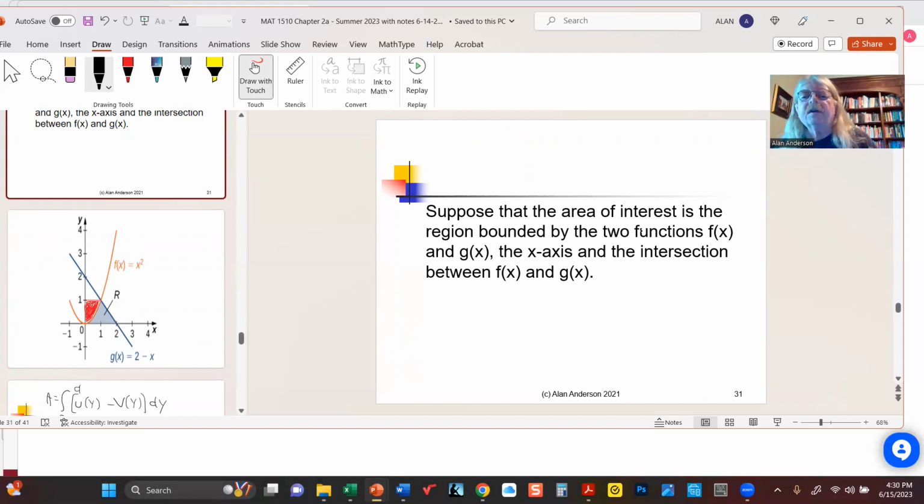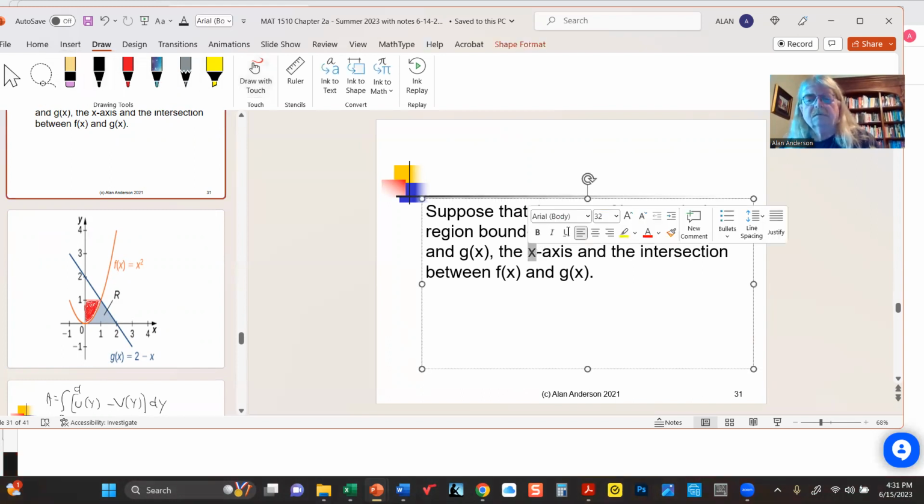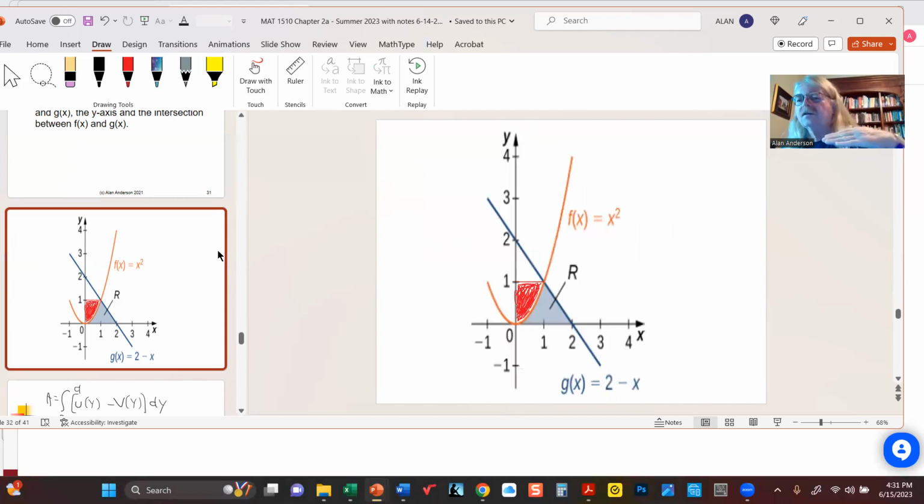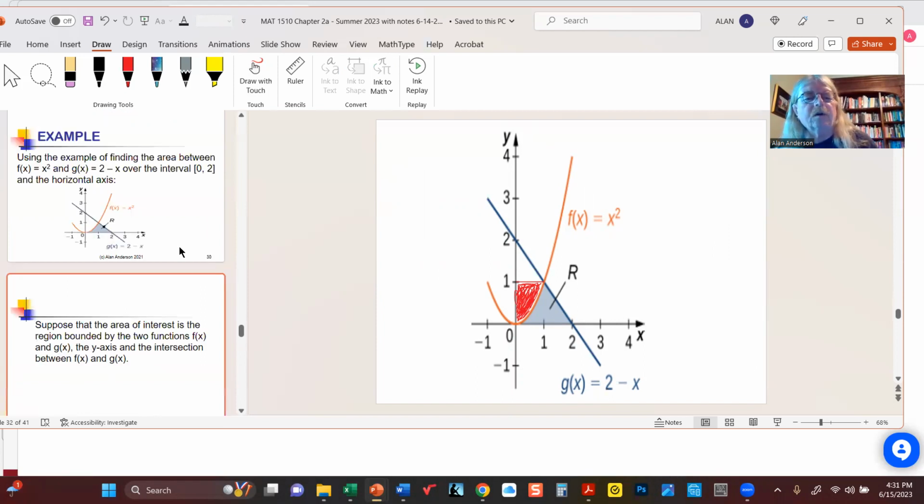In other words, it's the region bounded by the two functions, the x, sorry, that should say y. And the intersection between f of x and g of x, which occurs on the vertical axis at 1, just like it did on the horizontal axis. So this is what they're really looking for right here. That should have been written more clearly.